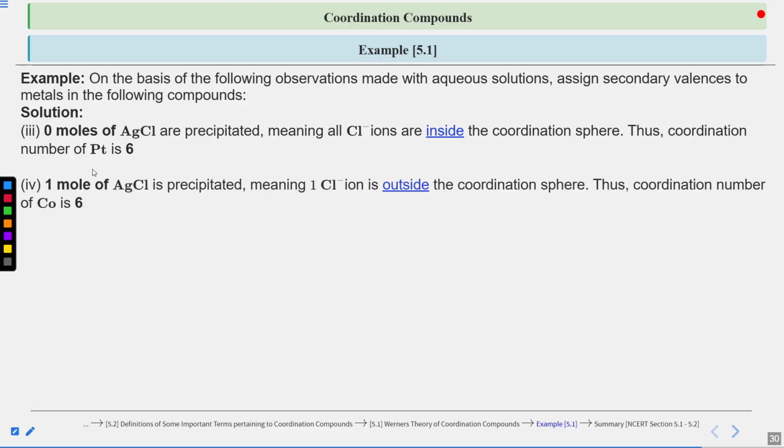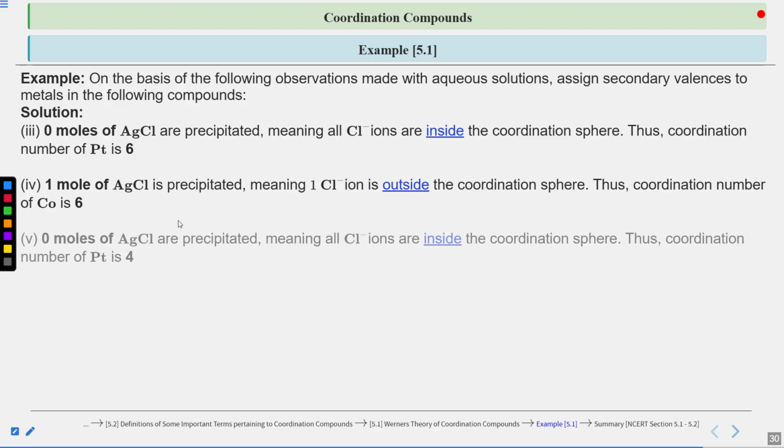In the fourth, we have got 1 mole of AgCl as a precipitate. That means only 1 chloride ion is present outside the coordination sphere. That means the coordination number of cobalt here will be 6, the sum of all the ligands present after eliminating the 1 chloride which is outside of the coordination sphere.